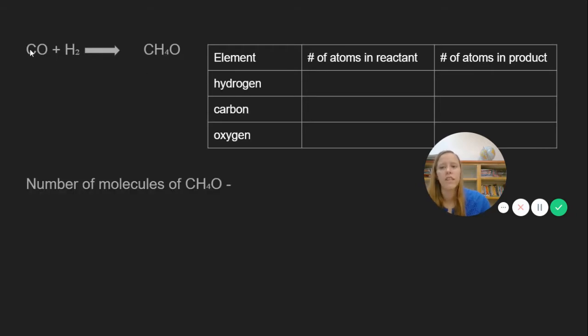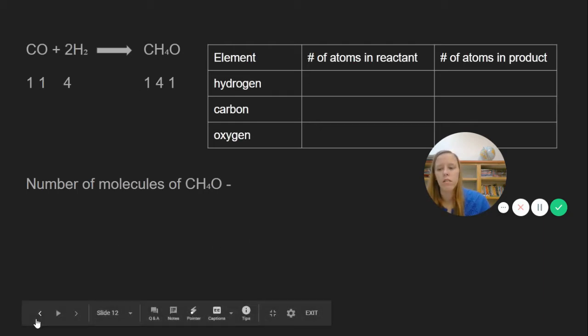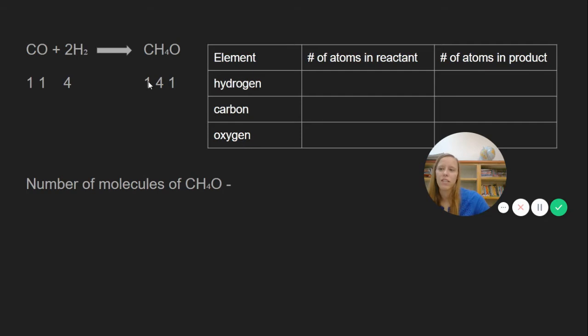Let's look at another one. So here we have 3 different elements, hydrogen, carbon, and oxygen. So first, let's find out how many of each atom are in the reactant. So we have 1 carbon, 1 oxygen, and 2 hydrogen, because that little subscript. Remember, if it's 1, you don't have to write that. And first, we can also count ours. We're actually going to, we got to balance the equation first. So we had to put that 2H2 there first.